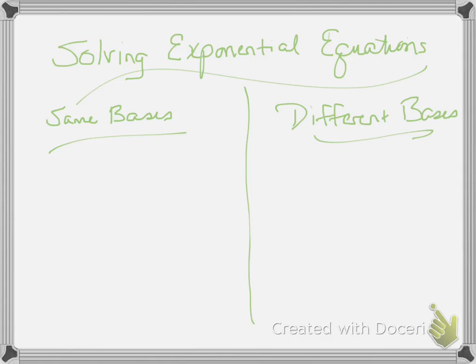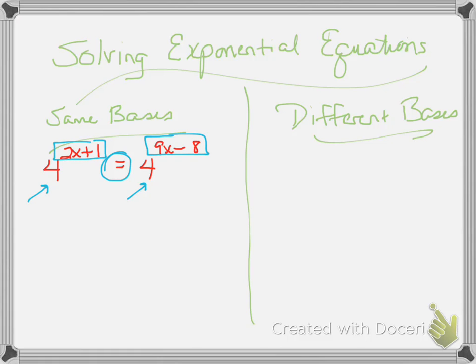Let's suppose we had something like 4 to the 2x plus 1 equals 4 to the 9x minus 8. Since the bases are the same, we really don't have to do anything but honor the equal sign. That is saying if that base is the same as that base, then that exponent must be the same as that exponent. So in other words, 2x plus 1 must equal 9x minus 8.